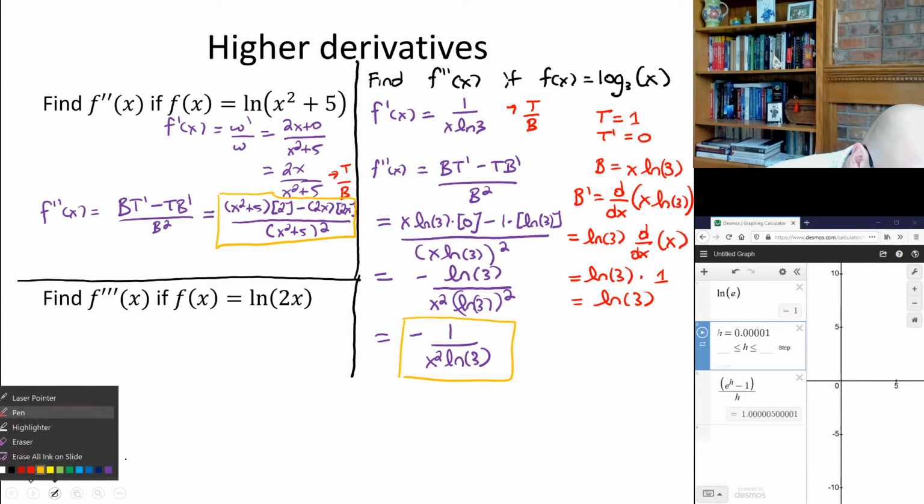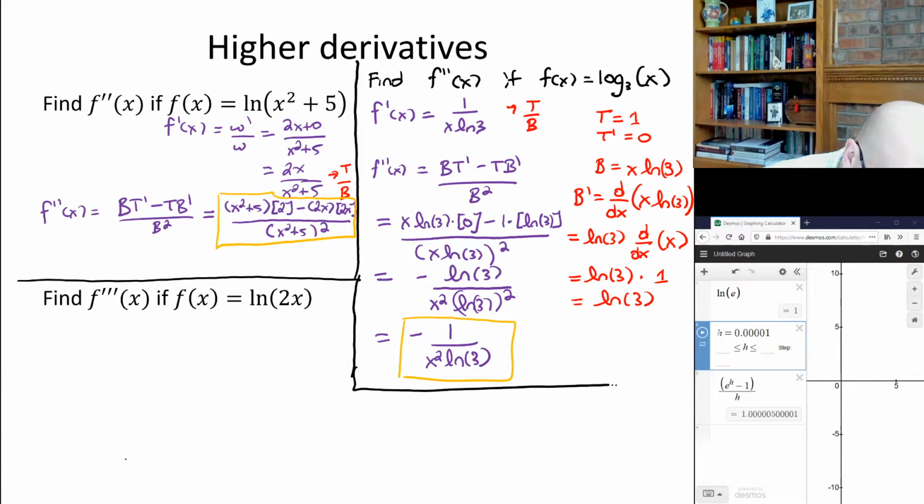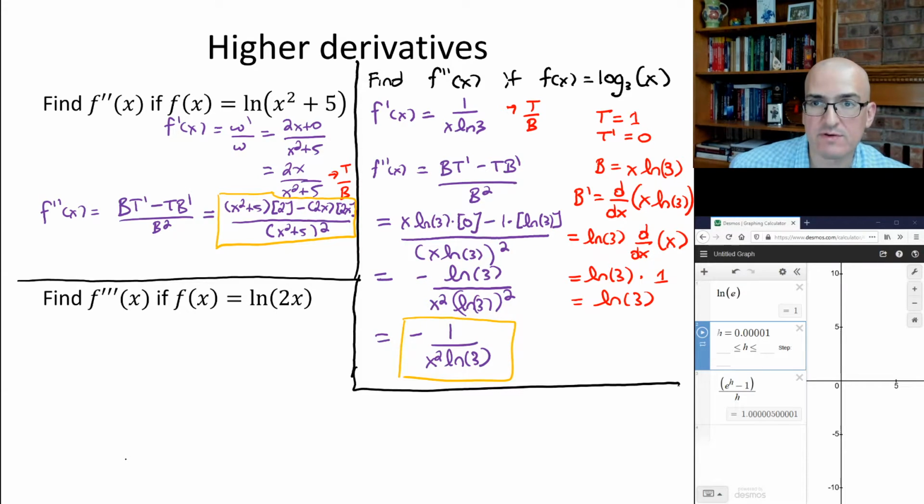Okay. And really, I wanted to do that example because of that x ln 3 derivative. The derivative of x ln 3 is just ln 3, just like the derivative of 5 times x is just 5.